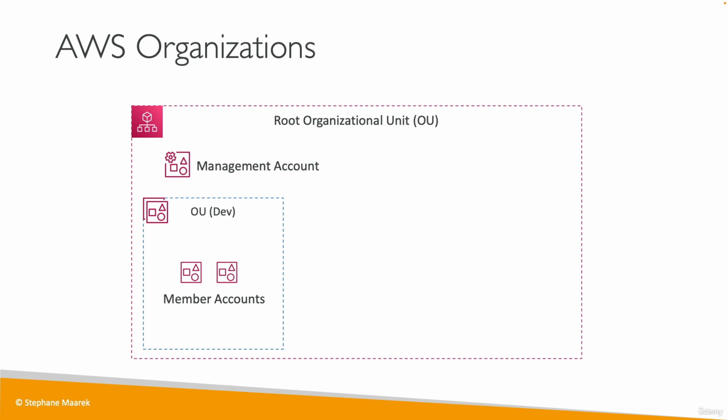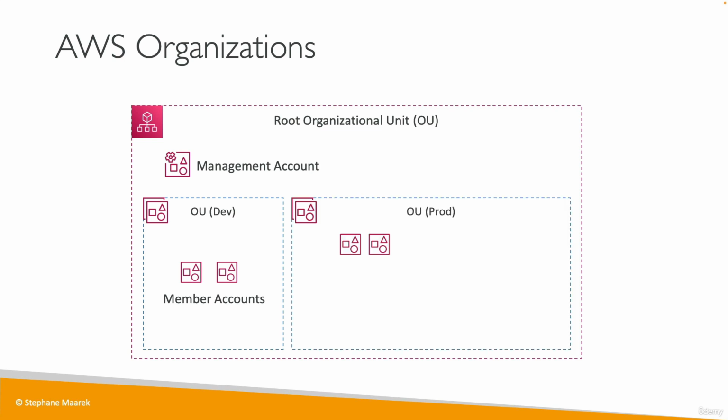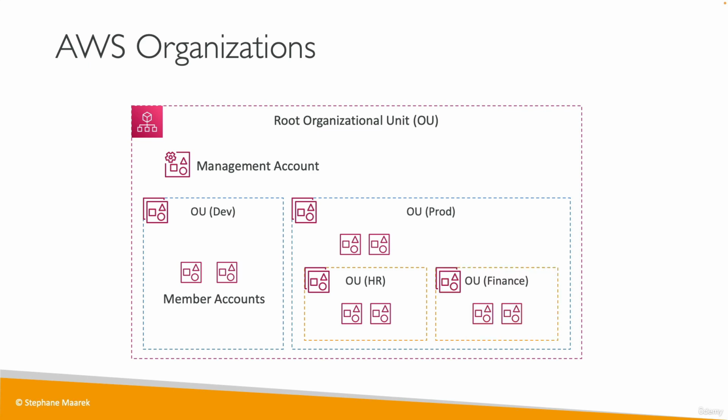So you have to make a distinction between the management account that is used to manage all the other accounts and Organizations, and then the member accounts, which are just normal AWS accounts that are part of an organization. So we can have an OU for dev, we can have an OU for prod as well with other member accounts, and we can have an OU within an OU. So it's very possible to have an HR OU within the prod OU, which is, by the way, within the root OU. So we can have HR or finance and so on.